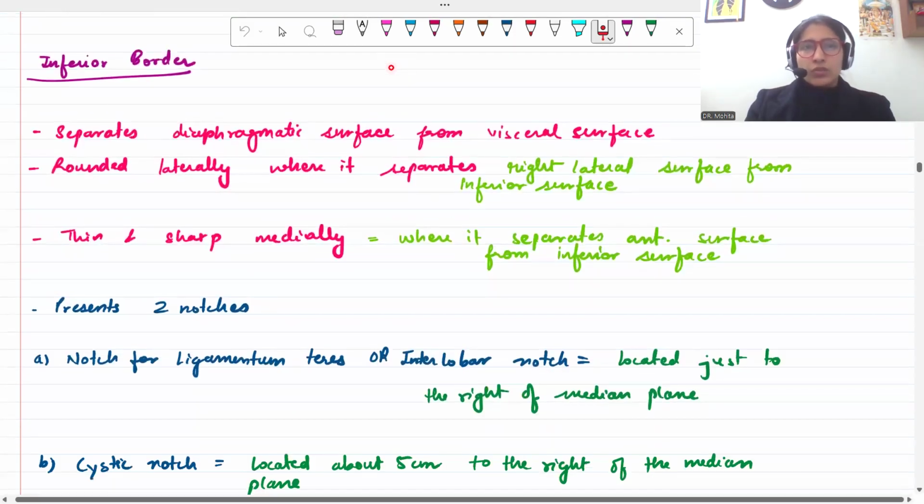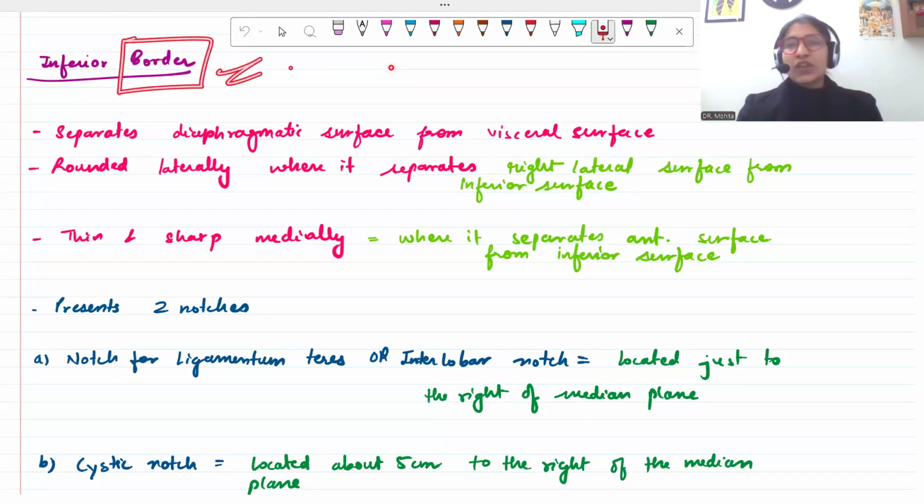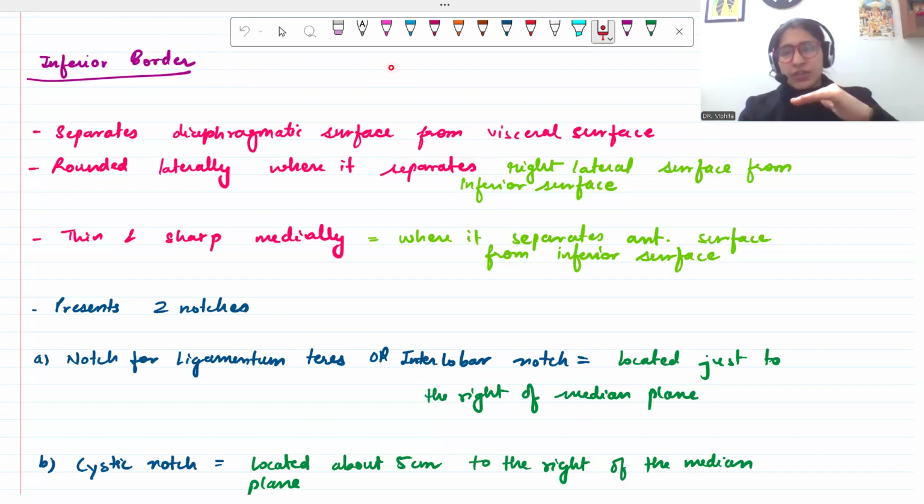चलो. So now we are still talking about the inferior border. It separates diaphragmatic surface. हाँ, वो inferior surface था, ये border है, please. This is inferior border, that sharp inferior border I am talking about. So simple thing, वो visceral surface को diaphragmatic surface या पूरा वैसे diaphragmatic surface है, but anterior surface से उसको अलग करता है.